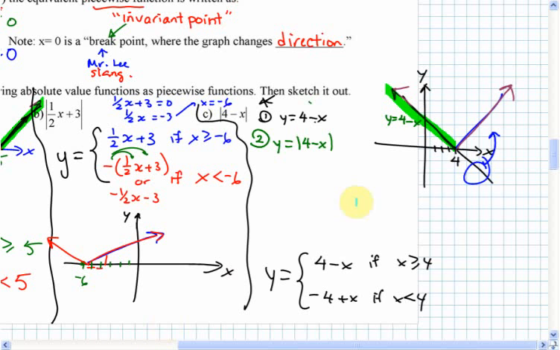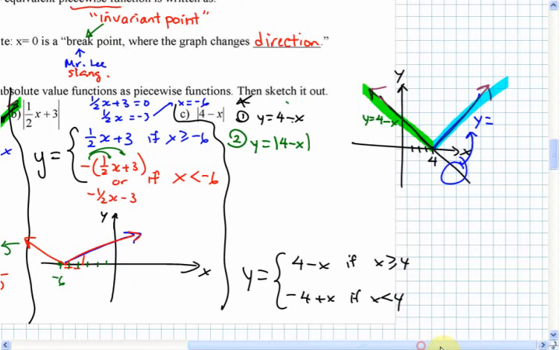Where the right side got reflected, so what's the equation of the reflected part? Put a negative in front. Bravo. Negative 4 plus x. Now, this should make sense to you because this part is upward sloping. So if it's upward sloping, the x should be positive. This part here, it's downward sloping, so the x should be negative. So what's wrong with my piecewise function here? Now you can pick up your pencil and start writing this down.